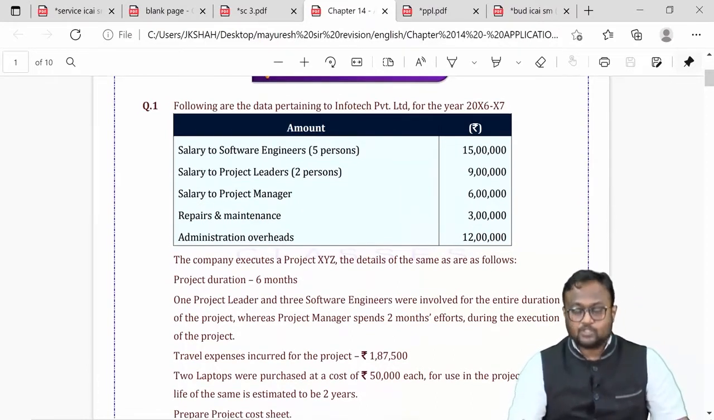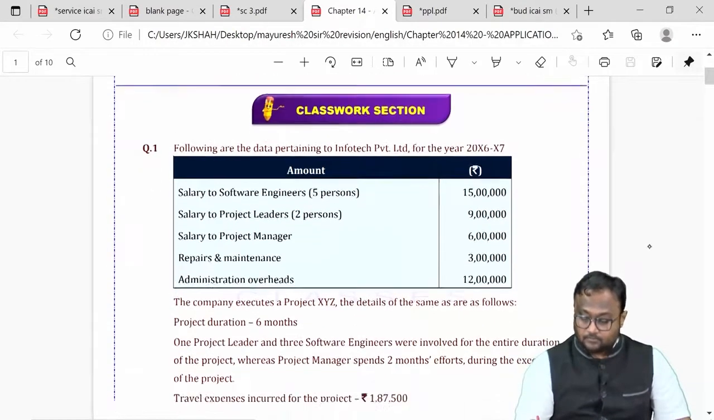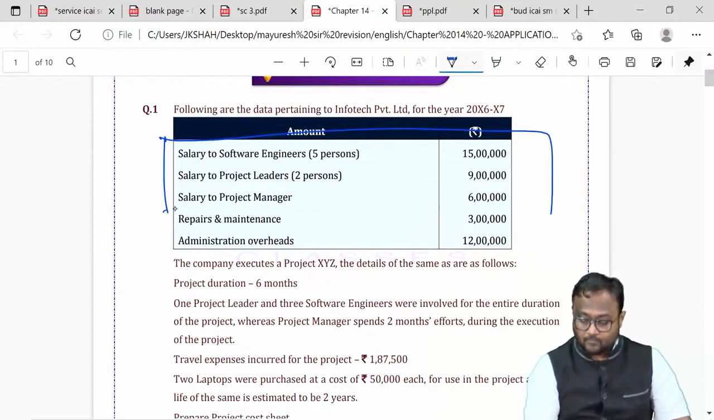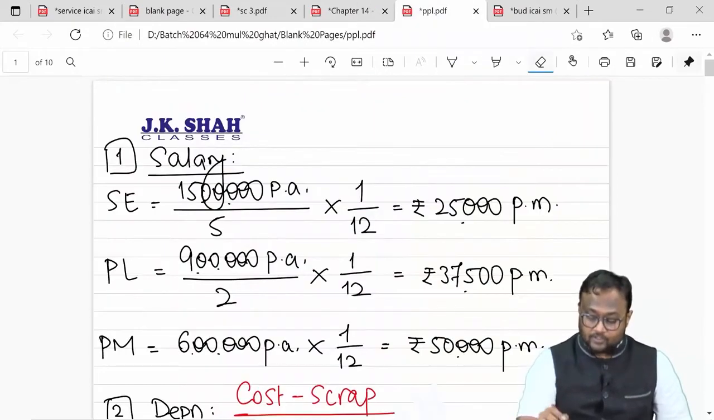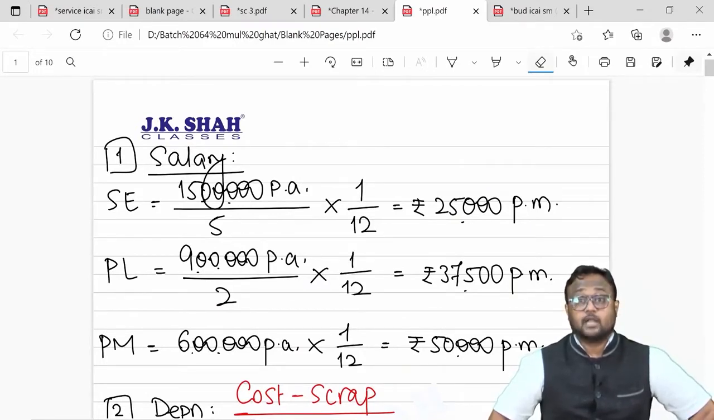Question number 1 was about a project cost sheet. They gave us the salary of 3 different categories. On the basis of this, we found out how much is the per month salary of each person. So 9 lakhs per annum is the salary of 3 software engineers, each one getting 3 lakhs per annum. That means it is 25,000 per month. 2 project leaders are getting 9 lakhs, that means each one is getting 4 lakh 50 for the year. For 1 month it is 37,500.